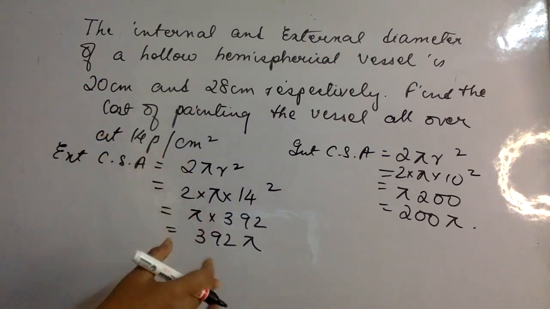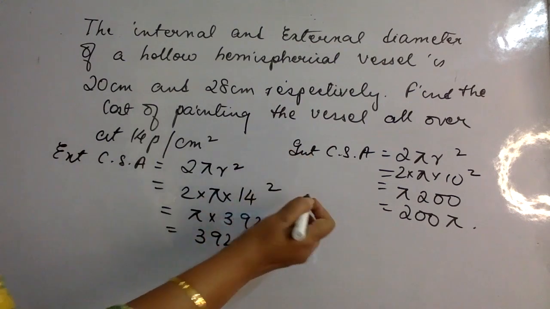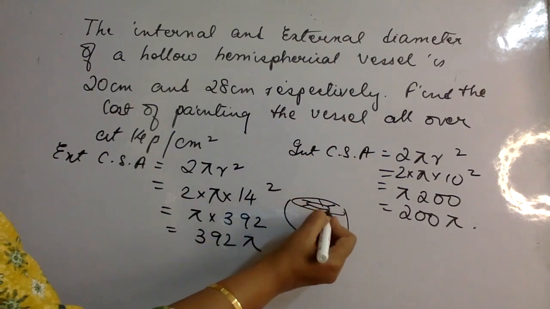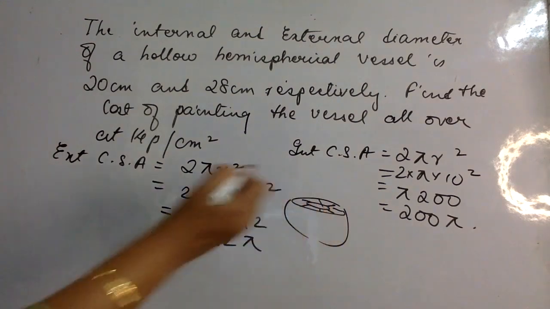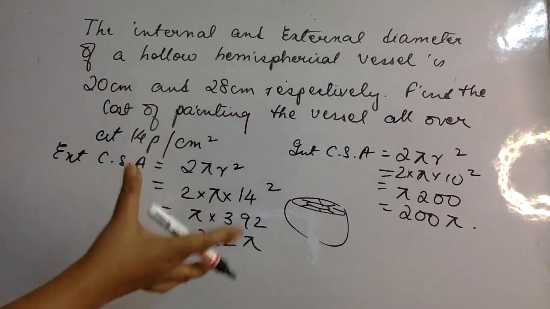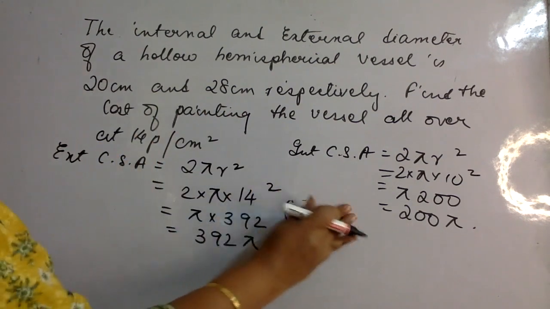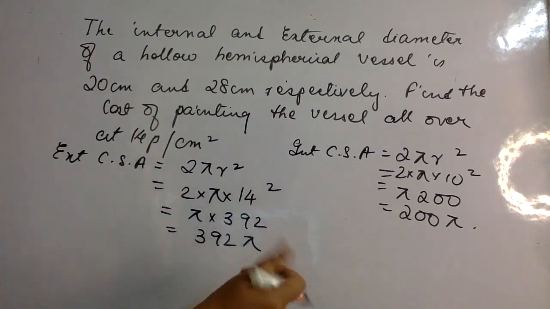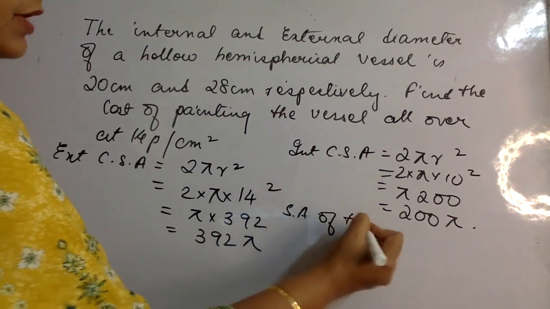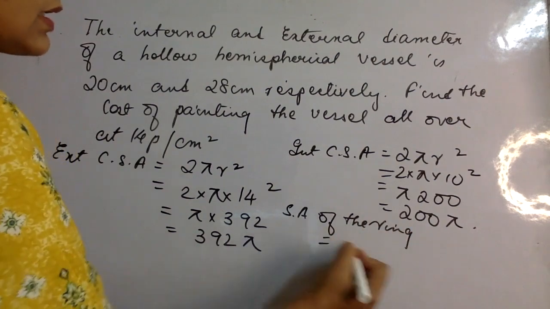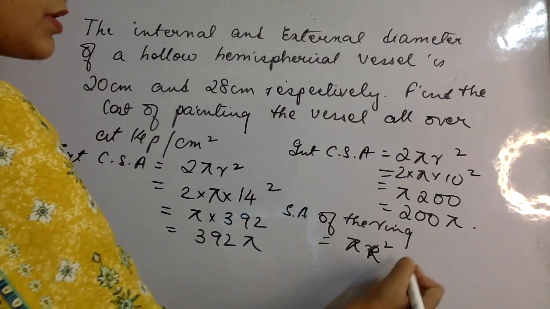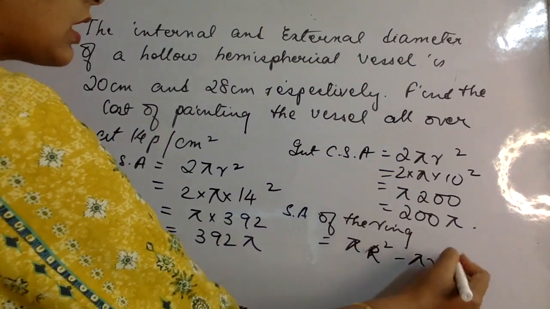Now there is a ring. Remember the top part of the hemisphere, this part. Yeah, we are talking about this part now. We'll have to find the area of this also, because this is not negligible and it is quite a thick part. We need to paint that also. So how do we find the surface area of the ring? Okay, that is pi R square minus pi r square.